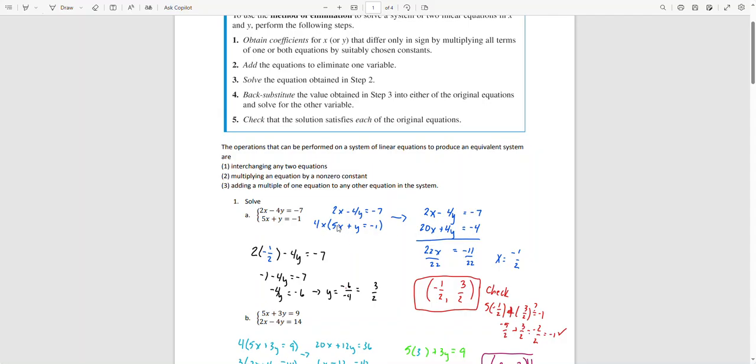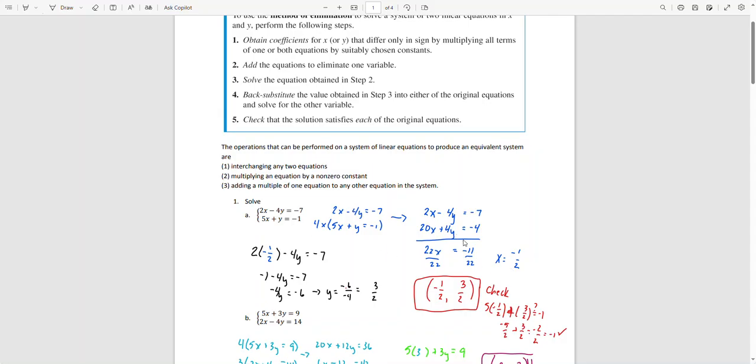Now that I've multiplied my second equation so that the coefficients of y are both 4, one's a negative, one's a positive, I can add straight down. 2x plus 20x is 22x. Negative 4y and 4y cancel out. They are eliminated. That's the whole goal of the process. A negative 7 and a negative 4 make a negative 11. And if we have 22x equals negative 11, we'll divide both sides by 22 to get x equals negative 1/2.